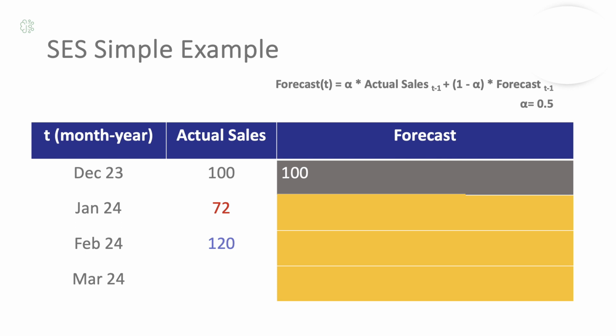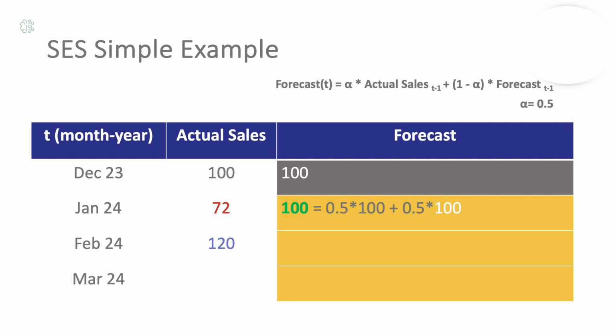Okay, let's look now at the January 24 forecast creation. Our alpha value is 0.5. The previous period sales value is 100, which is December 23, and the previous forecast value is 100 as well. In this case, we are going to multiply alpha by the previous sales value 100, plus 1 minus alpha, which is 0.5, multiplied by the previous forecast value 100, and we have a January 24 forecast of 100 as well.